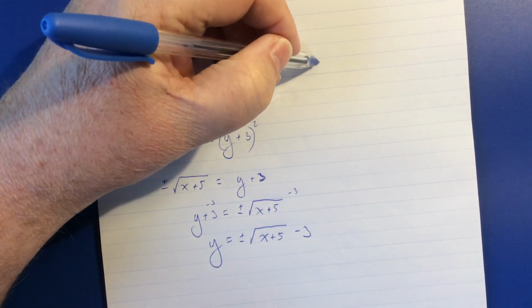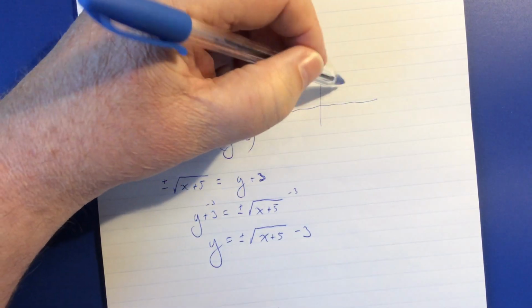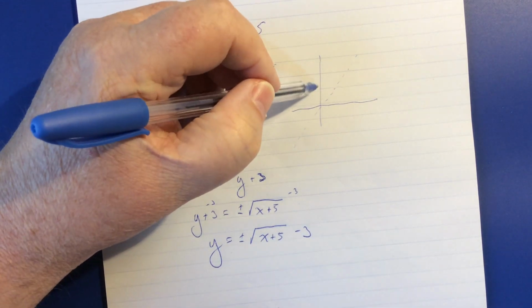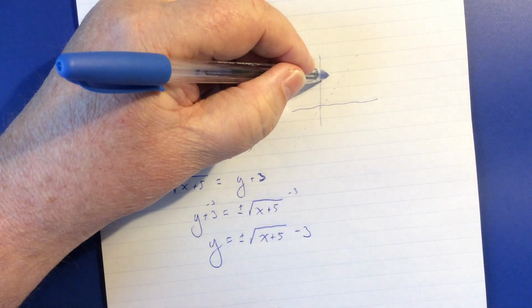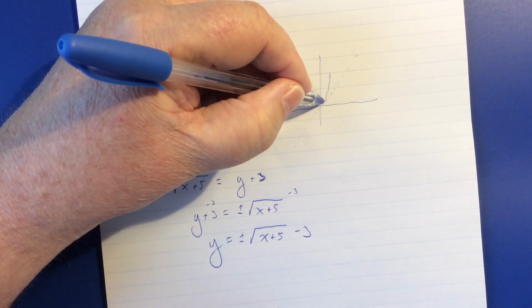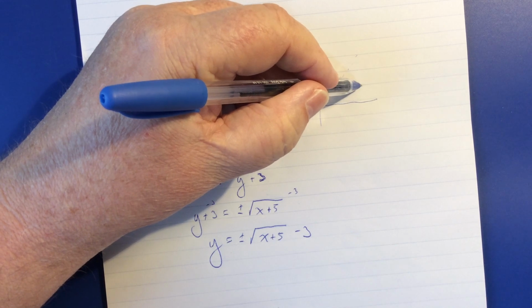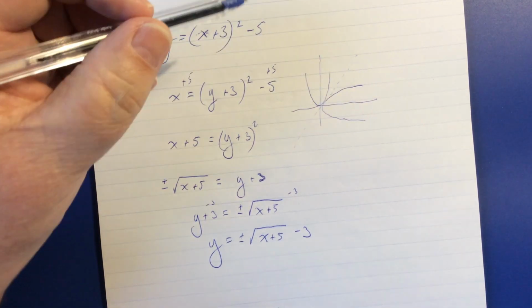Just to drive home that point, this is the line in which inverses are reflected. So if we have something very simple like this, just a very simple y equals x squared, the inverse of that is going to look like that.